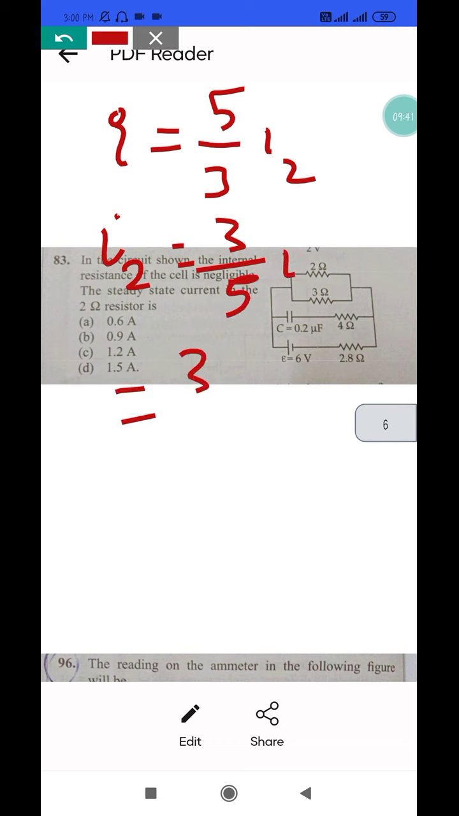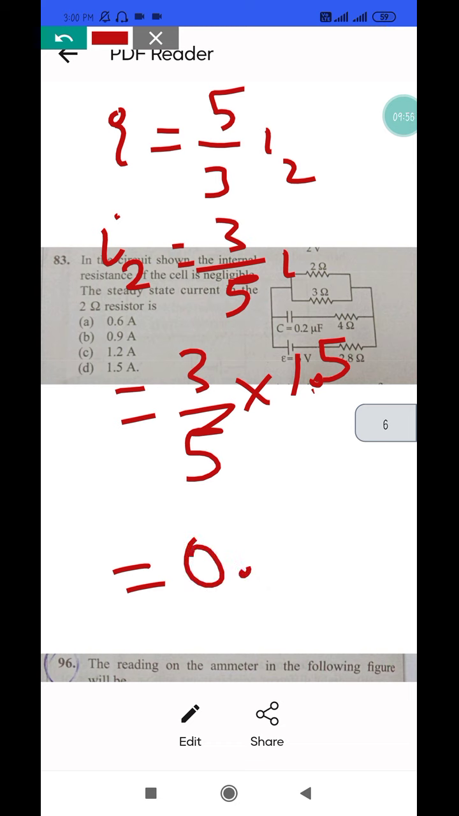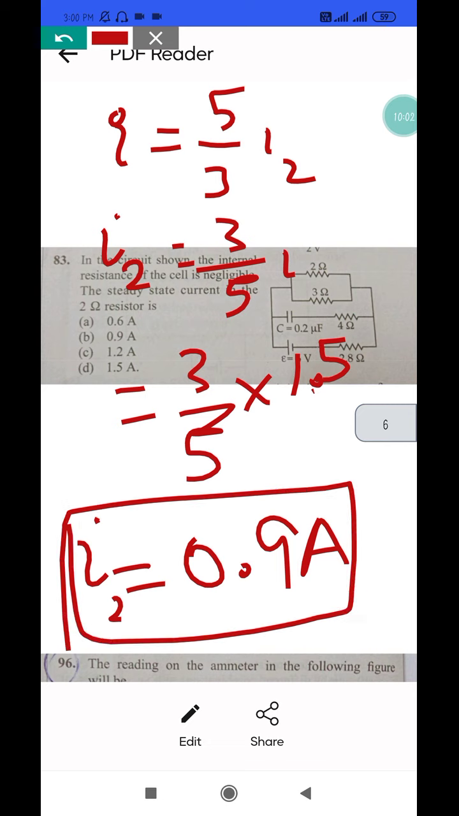So which is 3 by 5. The total current we got as 1.5, right? So by doing so, we can have the answer, because this is 3 by 2, right? We have 3 by 5 here. So altogether we can write this as 0.9 ampere, right? Please do check this answer. So the current through the 2 ohm resistance we have got. I hope it is clear.